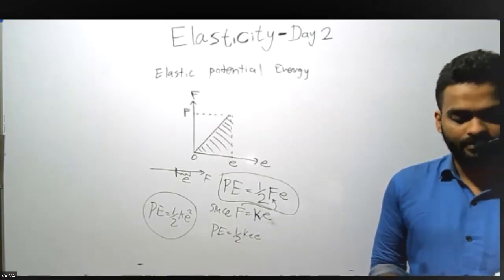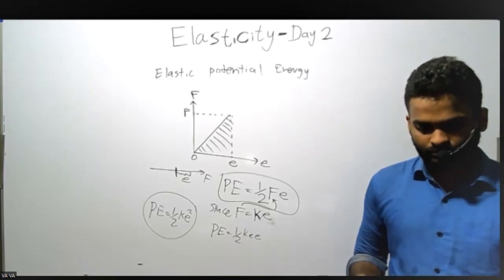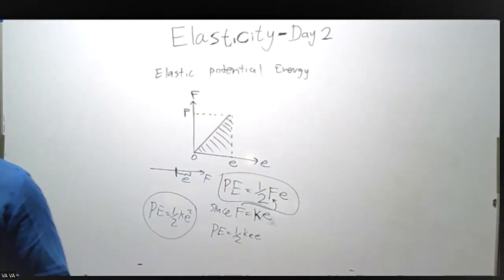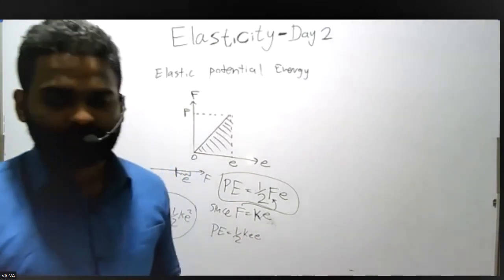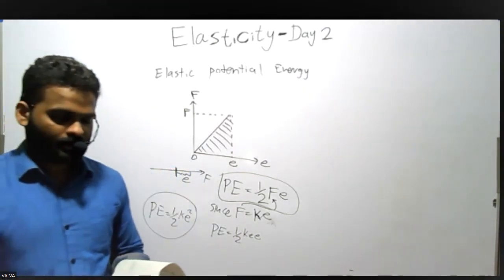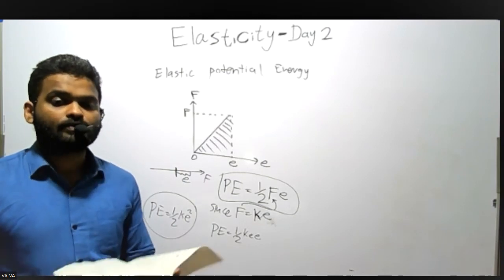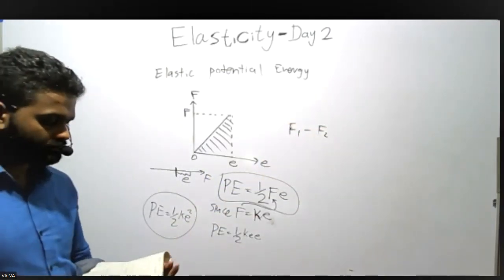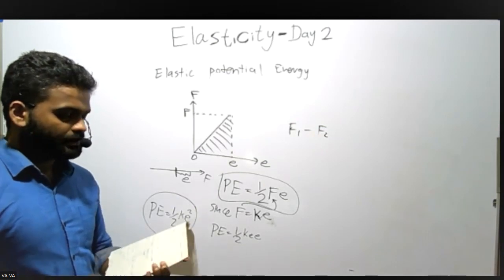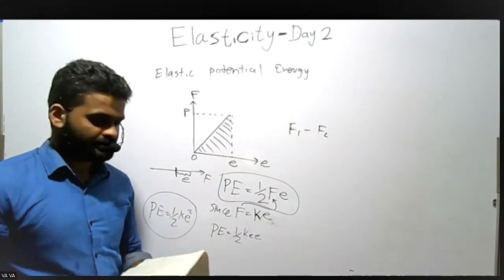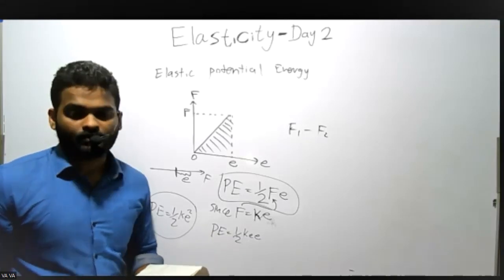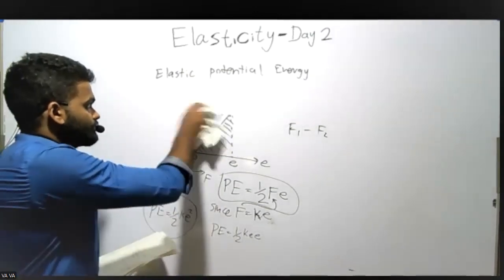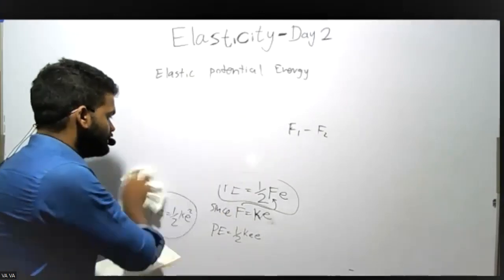Consider when the force applied on a wire increases from F1 to F2, its extension increases from E1 to E2. Extension increases from E1 to E2.